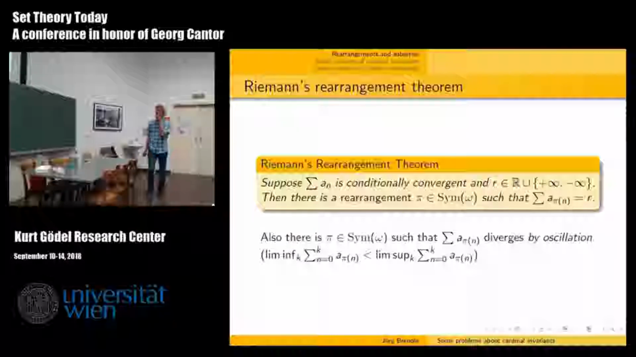It means that if you look at the sequence of partial sums, its lim inf is strictly smaller than its lim sup. Of course, this one can be minus infinity and that one can also be plus infinity. That's also an option. It's just the case where there is strict inequality. So this is different from the case where we have convergence or divergence to plus or minus infinity. In these cases, we would have equality.